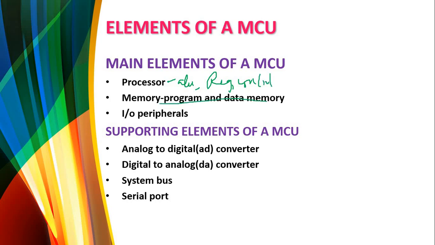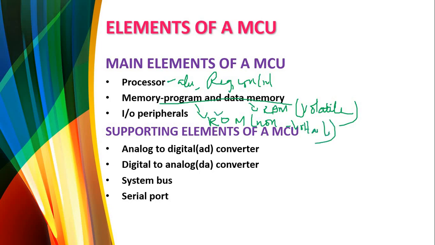In a memory unit, we will have a program memory and a data memory. Data memory is a random access memory and it is a volatile memory. Volatile means it is a temporary storage memory, whereas program memory is a read-only memory. It is a non-volatile memory. It is a permanent storage memory. Permanent storage means that once the power is off or on, I can retrieve the data, whereas in random access memory, if the power goes off, all the data will be erased. That is the data memory. I/O peripherals we have already learned.